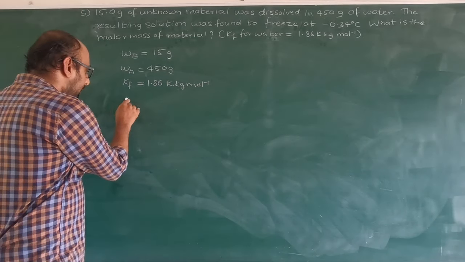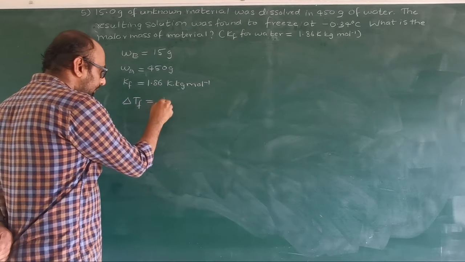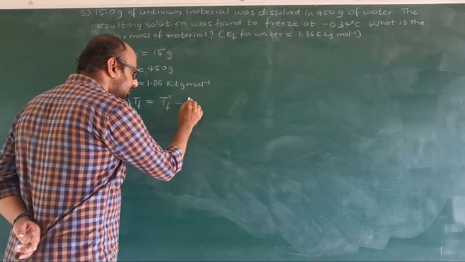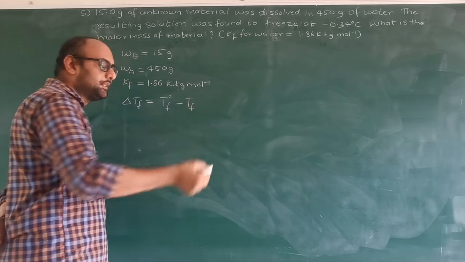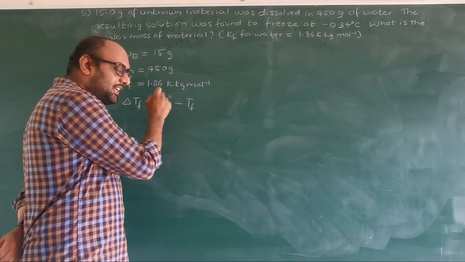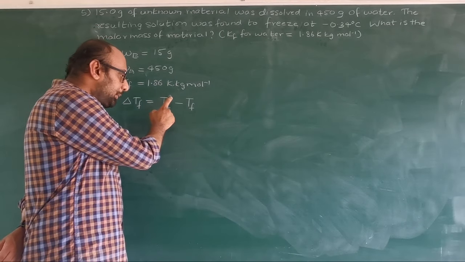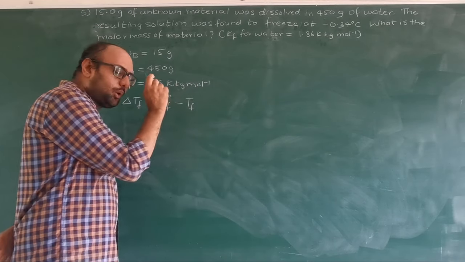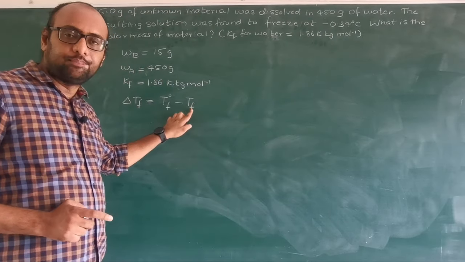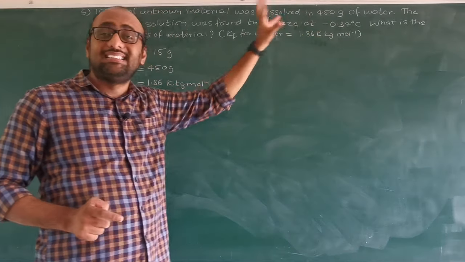You know the formula for delta Tf, depression in freezing point, is equal to the freezing point of pure solvent minus freezing point of solution. Okay, this is Tf naught. Naught means it is for pure solvent, pure component. So this is freezing point of pure solvent minus freezing point of solution. So freezing point of solution is given. Tf, it is equal to minus 0.34 degree Celsius.